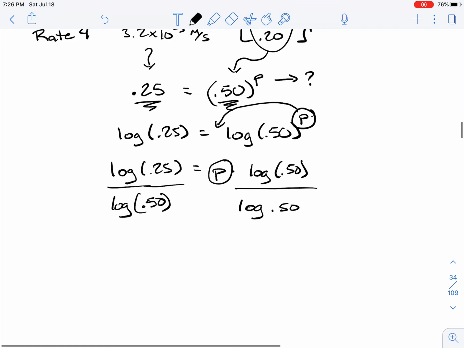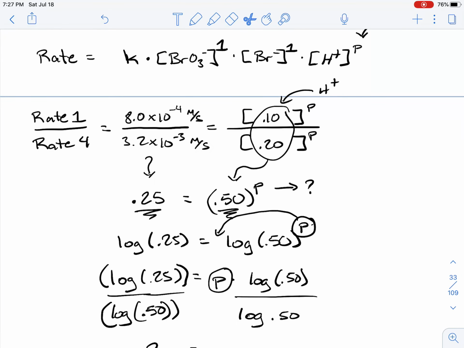Now, if you plug this into your calculator, the value of p that you should get is 2. I encourage you to use your parentheses to make sure that your calculator is calculating each piece correctly. So it's going to be parentheses log of 0.25 close parentheses, divided by open parentheses log of 0.50 close parentheses. If you plug that in correctly into your calculator, you should get a value of 2.